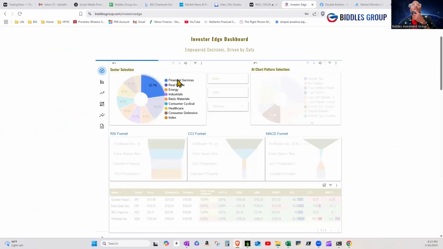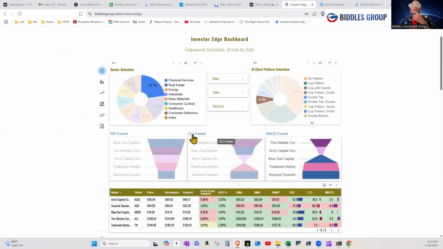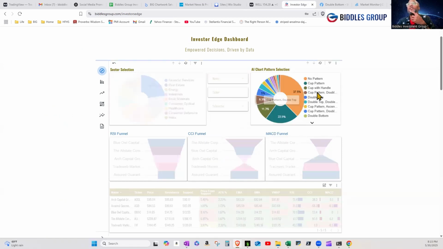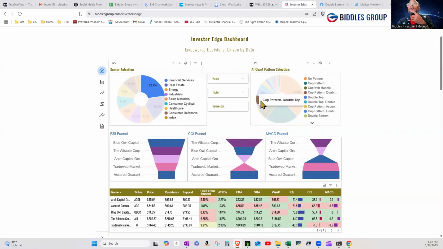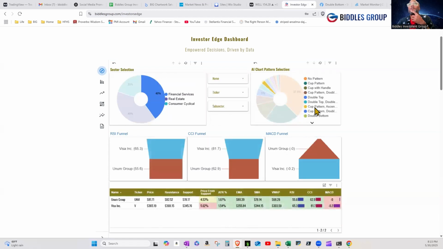So let's look at financial services here. Still looking at that cup pattern. That's what that is, cup pattern double top. Oh, we want cup pattern double bottom. Let's change that. Let's do cup pattern, ascending. How about that? Let's look at Visa and UNM.